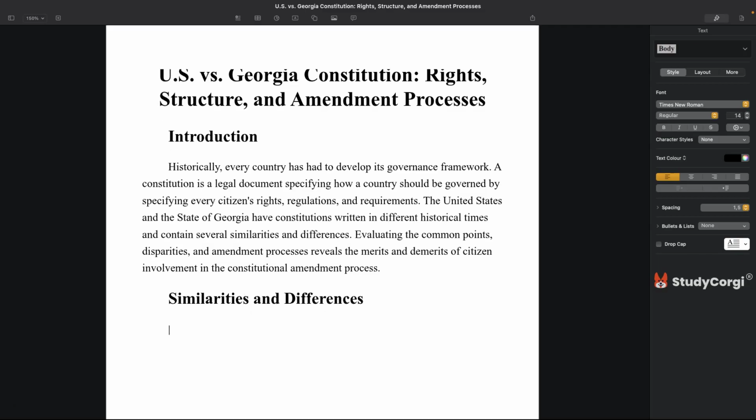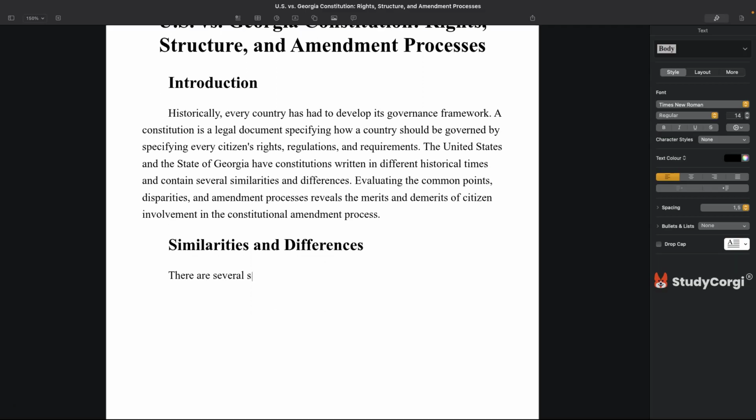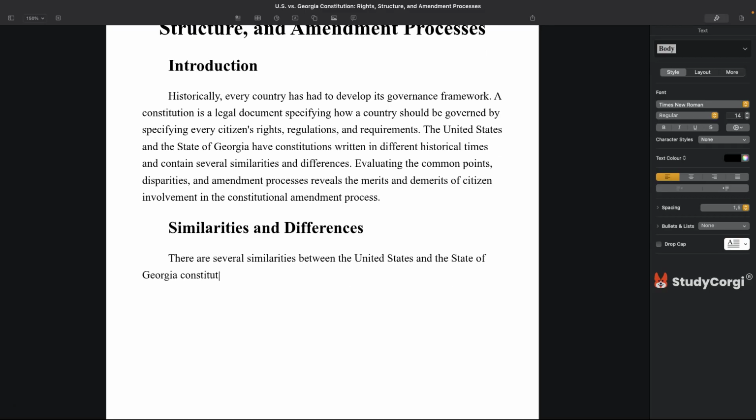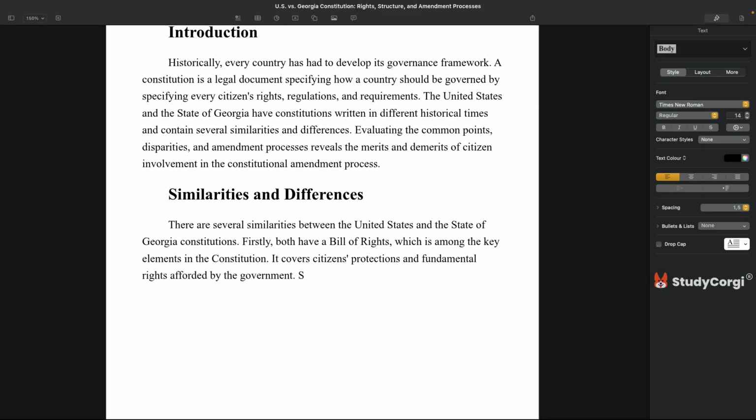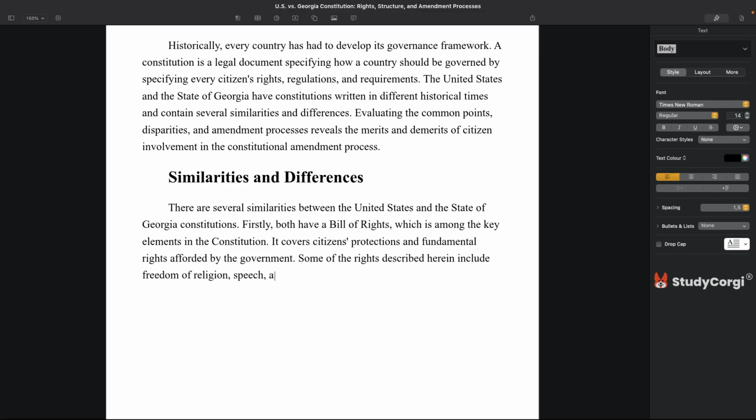Similarities and differences. There are several similarities between the United States and the state of Georgia constitutions. Firstly, both have a Bill of Rights, which is among the key elements in the Constitution. It covers citizens' protections and fundamental rights afforded by the government. Some of the rights described herein include freedom of religion, speech, and association.